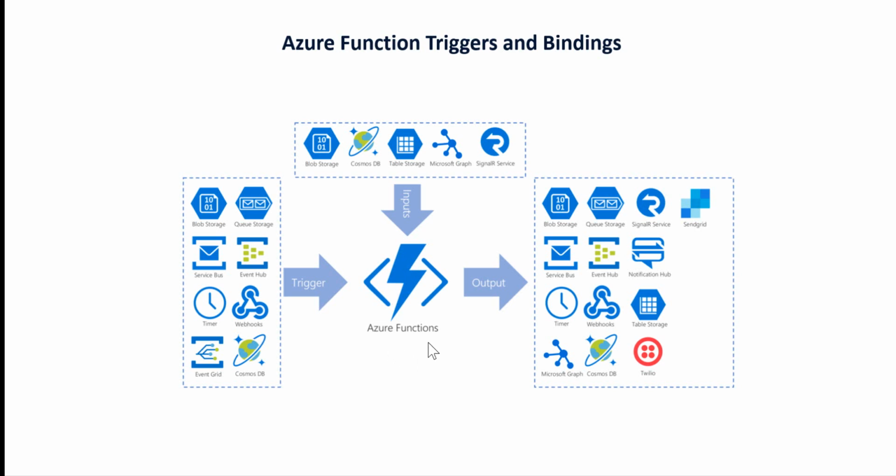To run an Azure function, we have many triggers, like a Blob storage, a queue storage, a service bus, an event hub, a timer, a webhook, an event grid, and a Cosmos DB trigger. So let's go and explain each trigger and how it works.